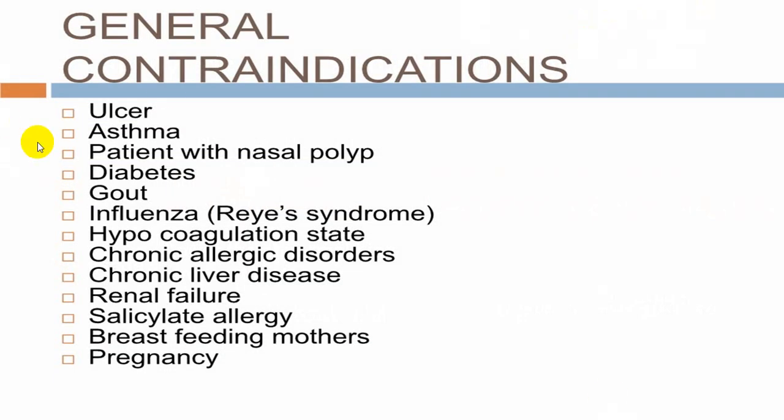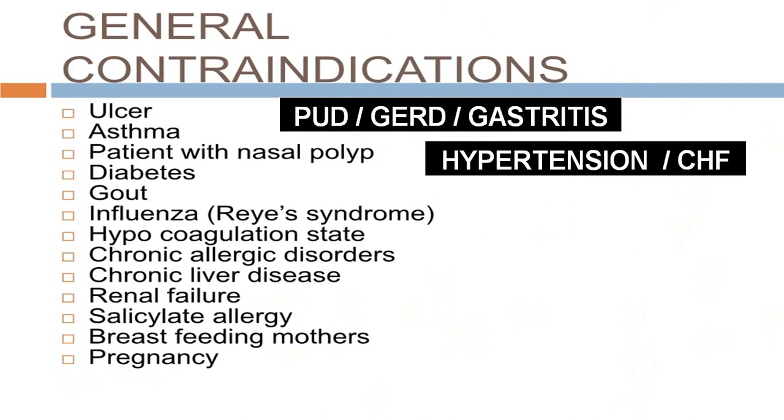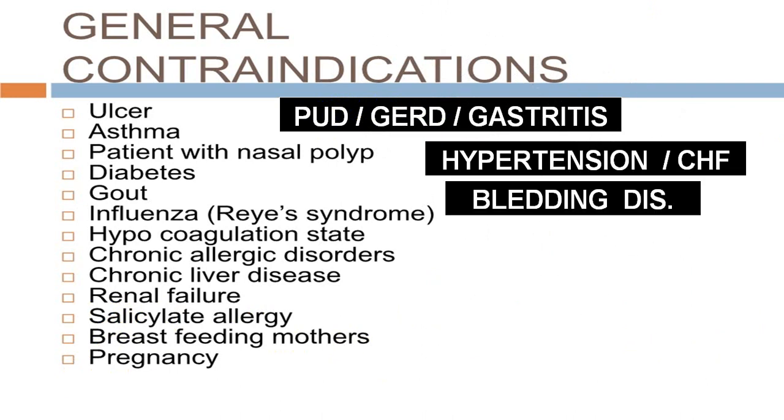General contraindications of NSAIDs: ulcer, bronchial asthma, nasal polyp, diabetes, gout, influenza, Reye syndrome, a person on anticoagulation, chronic allergic disorders, chronic liver disease, CKD, a person who has a salicylate allergy, and if a mother is breastfeeding or pregnant, it should be contraindicated. Also, a person who has peptic ulcer disease, GERD, gastritis, etc., should not be given NSAIDs. In hypertension and congestive heart failure, NSAIDs are absolutely contraindicated.